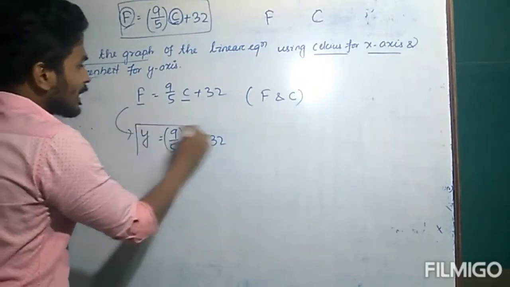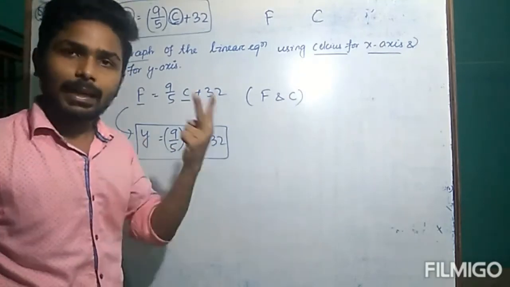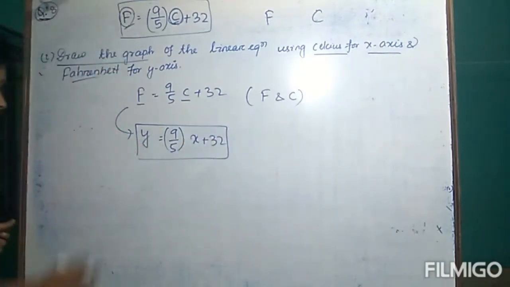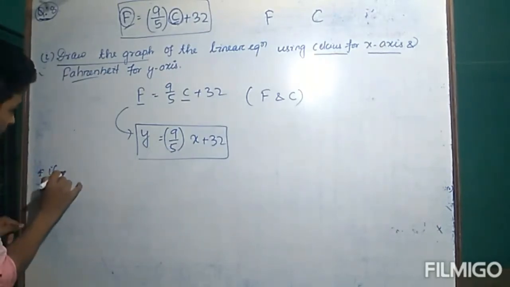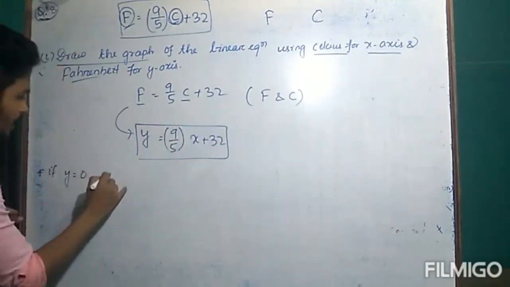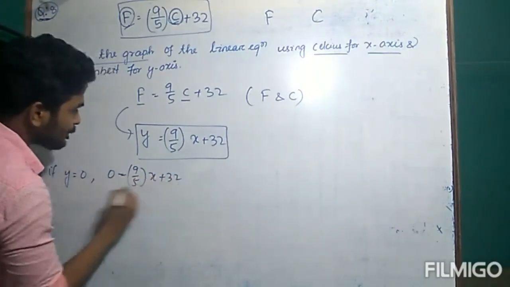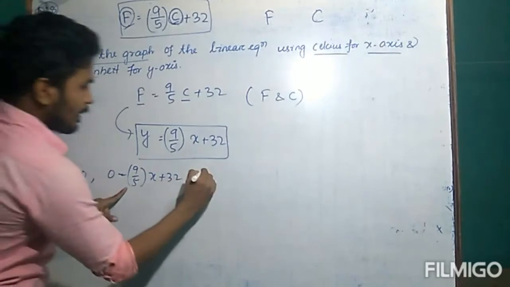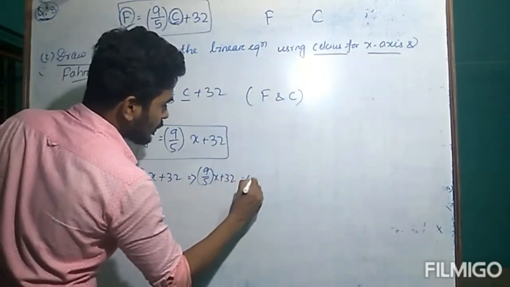You have to draw the graph for this linear equation. As you know, in order to draw the graph, we need at least two solutions. So let us find the two solutions. First, suppose you put y to be 0 in the original equation. Now the equation becomes 0 is equal to 9 by 5 whole into x plus 32, which implies 9 by 5 whole into x plus 32 is equal to 0.